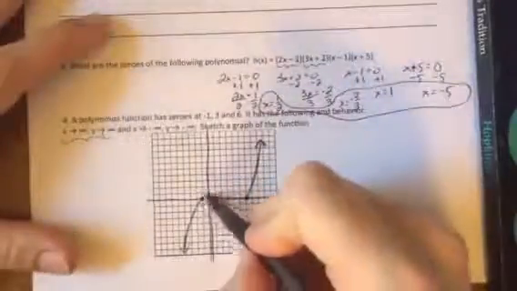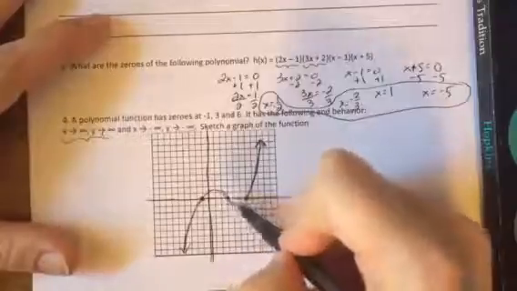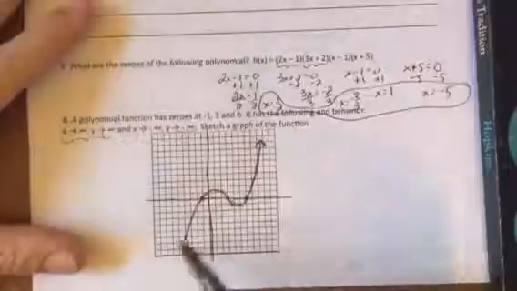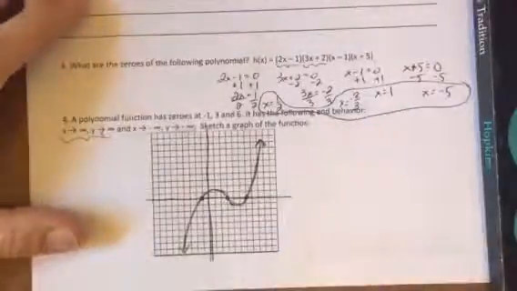So from there, we can guess that it's going to go something like that. We don't know how high or how steeply it goes, but this is a good sketch of the graph based on that information.